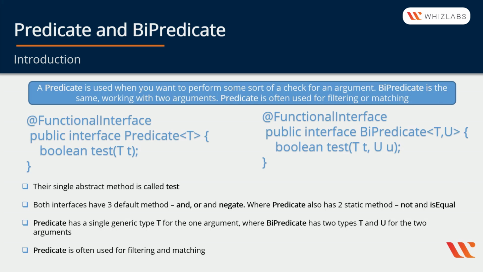Both interfaces have three default methods: and, or, and negate. Predicate also has two static methods: not and isEqual. Predicate has a single generic type, T, for the one argument, whereas BiPredicate has two types, T and U, because the two arguments may be of a different type. Again, Predicate is often used for filtering and matching, because its single abstract method returns a boolean.